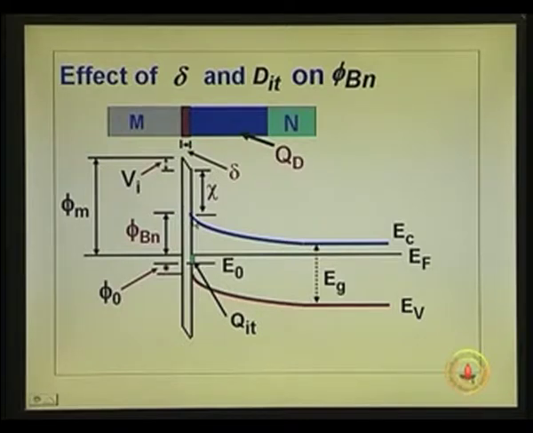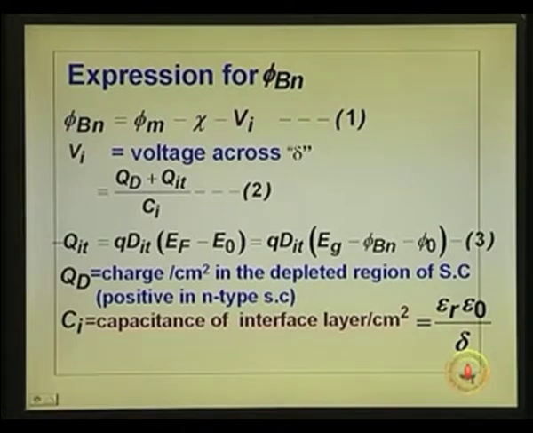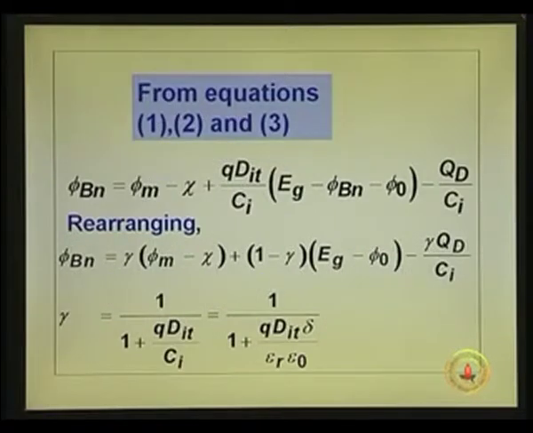So, what I am trying to point out is this could either increase the phi Bn from phi minus chi or decrease it. We have gone through the whole thing and ultimately arrived at these three equations. You can see phi Bn is phi minus chi plus or minus an additional term. If it is with the polarity that we have shown there, it is minus, if it is the other way, it will be plus. So, taking those things into account, phi Bn gets a new form altogether. Phi Bn is equal to gamma into phi minus chi plus 1 minus gamma into Eg minus phi naught plus this quantity. We saw this last time.